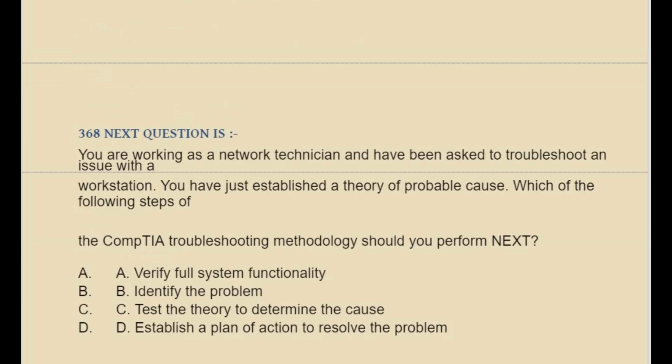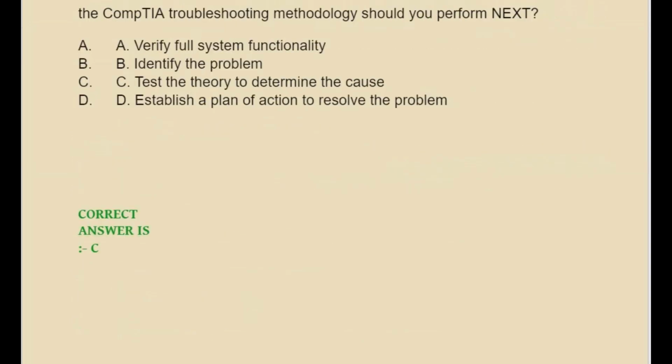Question is, you are working as a network technician and have been asked to troubleshoot an issue with a workstation. You have just established a theory of probable cause. Which of the following steps of the CompTIA troubleshooting methodology should you perform next? Option A, verify full system functionality. Option B, identify the problem. Option C, test the theory to determine the cause. Option D, establish a plan of action to resolve the problem. Correct answer is option C.